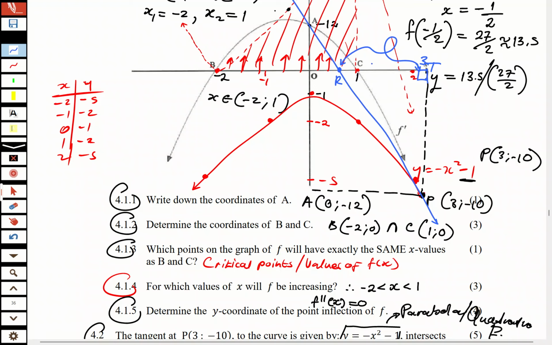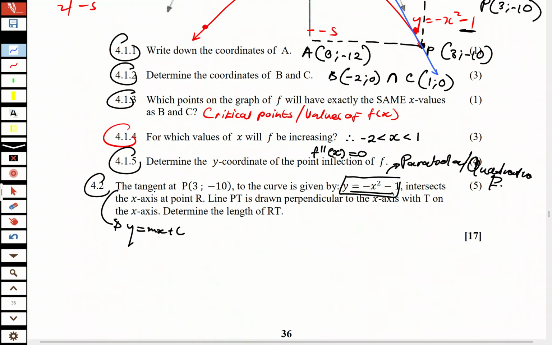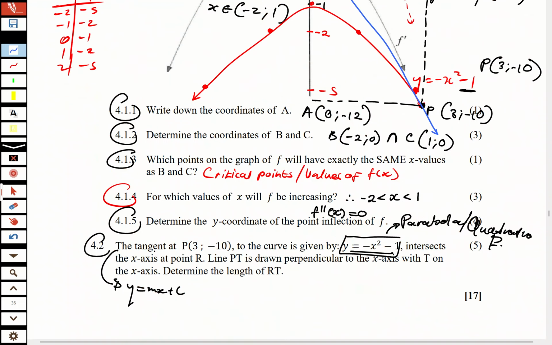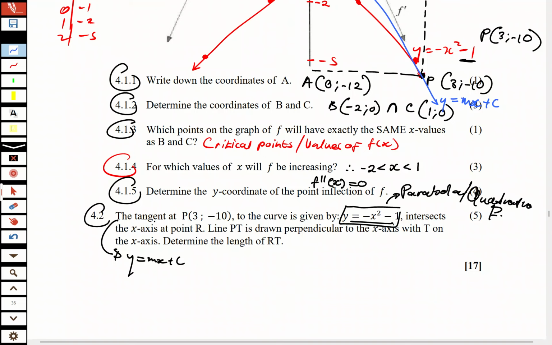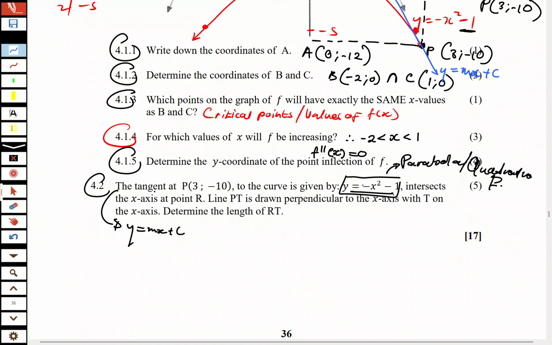Now that's easy. I'll show you how we are going to deal with this. So this is the tangent. The tangent is y = mx + c. I told you before that the gradient of the tangent and the gradient of the graph are exactly the same at that point. In this case, it's point P. So we're just going to take the first derivative of this function. We know the first derivative is all about the gradient.